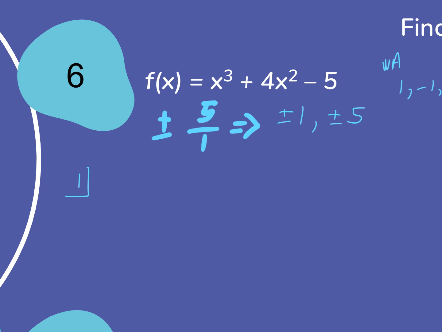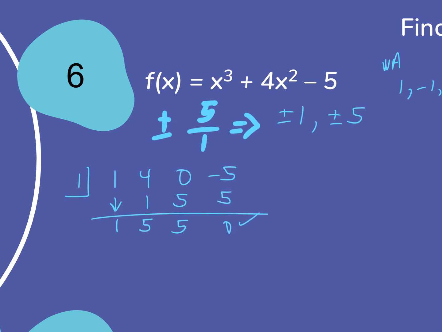So let's write our coefficients. I have 1, then what? 4, then what? 0, perfect, and -5. Why is there a 0? Because there's no x to the first power, perfect. So let's synthetically divide, see what happens. Bring down the 1. 1 times 1 is 1. 4 plus 1 is 5. 5 times 1 is 5, plus 0 is 5. 5 times 1 is 5, and -5 plus 5 is 0.